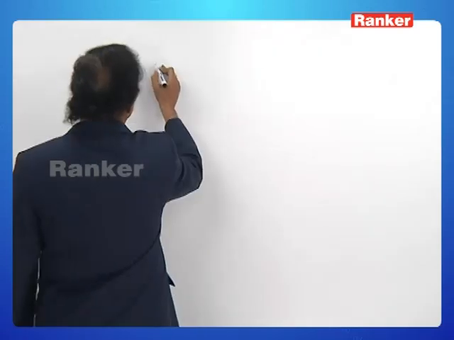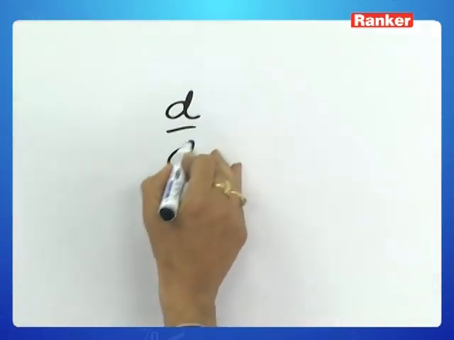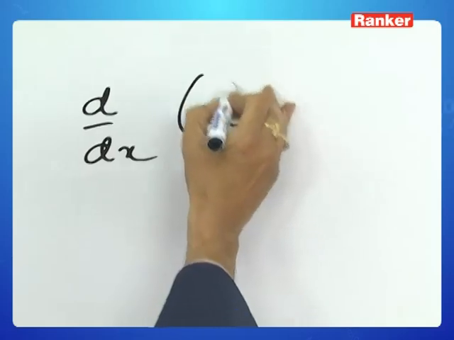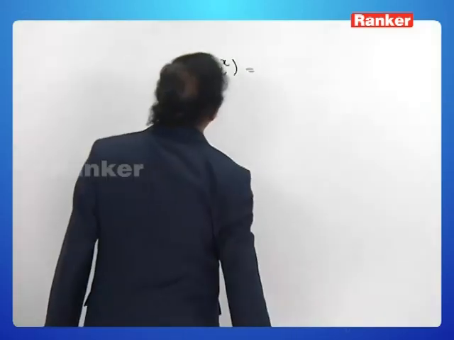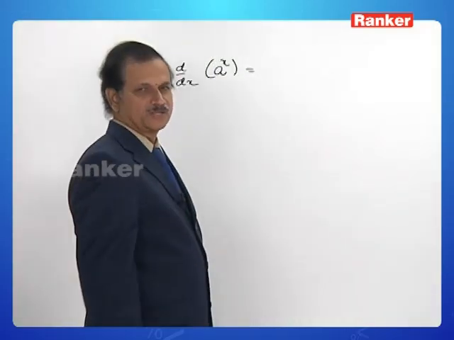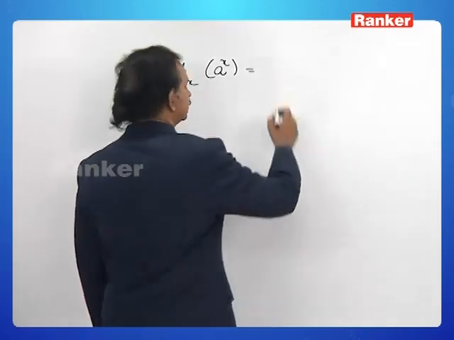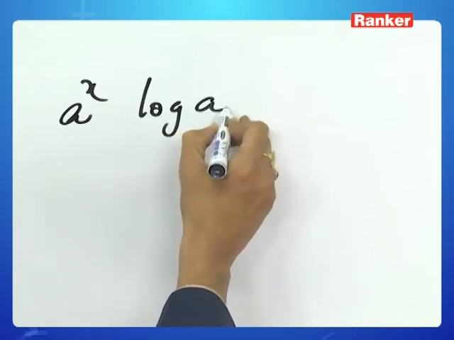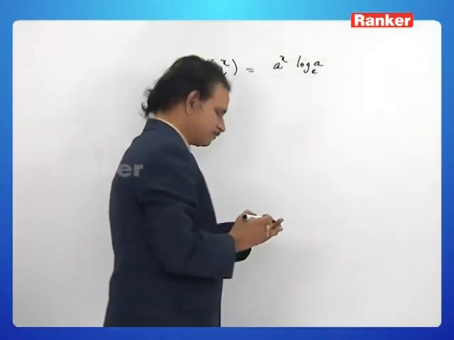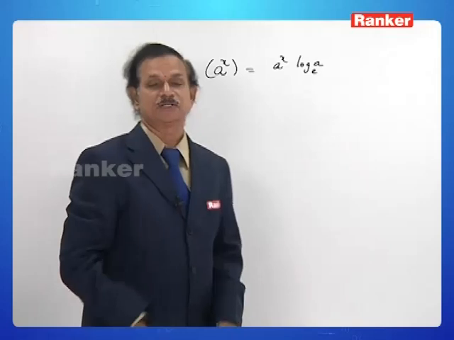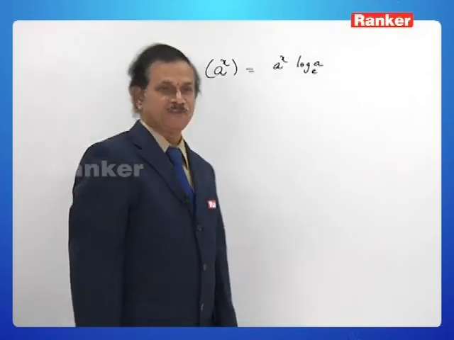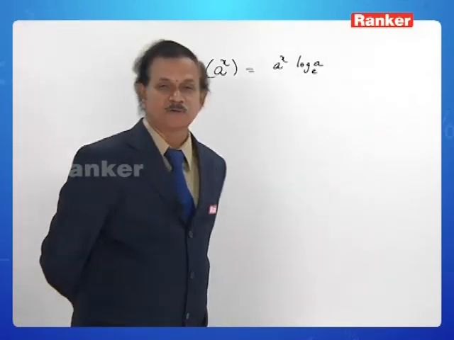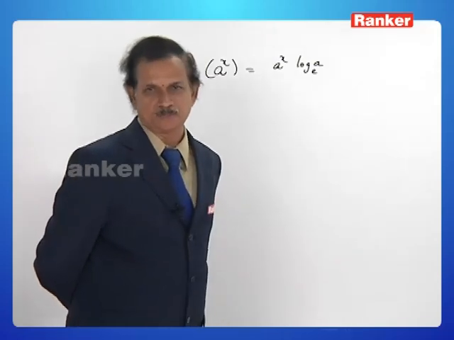The next one is the derivative of a power x. The derivative of a power x is a power x into log a to the base e. The derivative of 2 power x is 2 power x into log 2 to the base e. The derivative of 3 power x is 3 power x into log 3 to the base e.